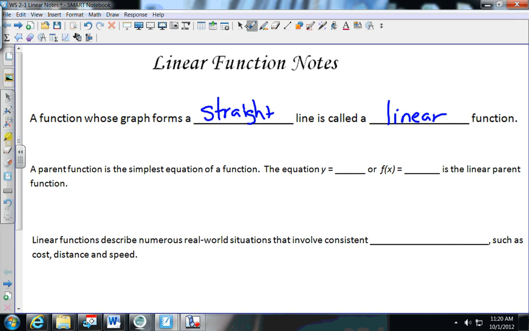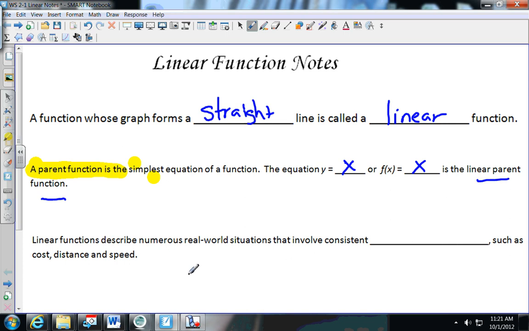Now, I would highlight this part right here because you have to know this for the EOC and all the way through forever and ever. A parent function of an equation is the simplest equation of a function, okay? When they talk about a parent function, that's the most basic equation that you can have. The linear parent function, star and highlight, is y equals x, or you can have f of x equals x. You must know that for here and evermore. The linear parent function is y equals x.